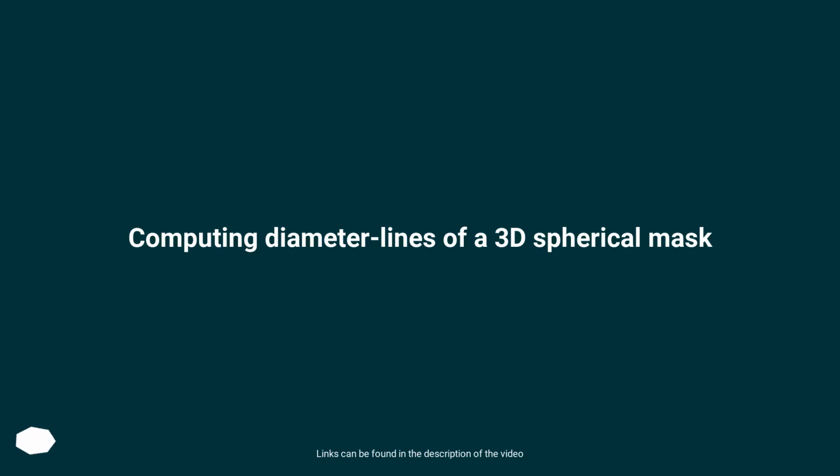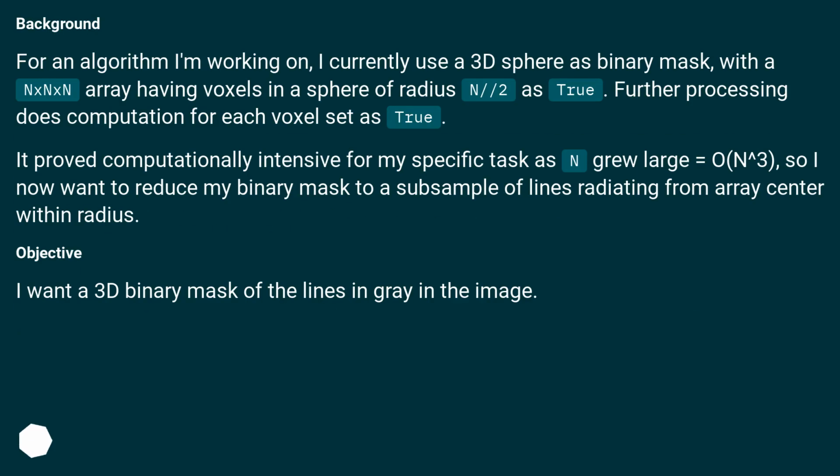Computing diameter lines of a 3D spherical mask. Background. For an algorithm I'm working on, I currently use a 3D sphere as binary mask, with an n(x) and xn array having voxels and a sphere of radius n/2 as true. Further processing does computation for each voxel set as true.